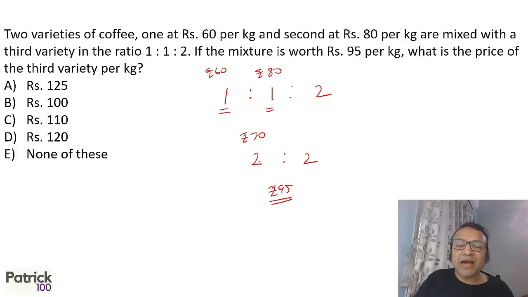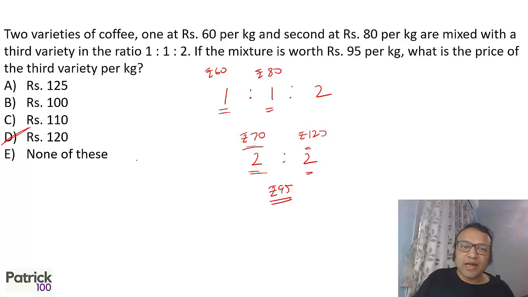Now the average of these two is 95, and 95 has to be the average of both these values. Again, the weight is the same, so 95 is the average of both these values. So the total will be 190. 95 into 2 minus 70 will give you 120. Basically, the average of 120 and 70 will give you 95. So the answer will be 120.